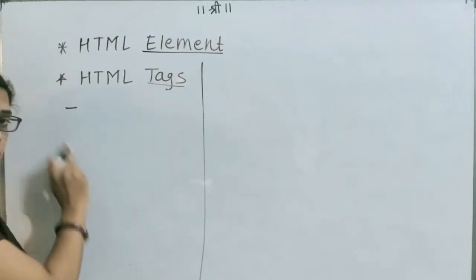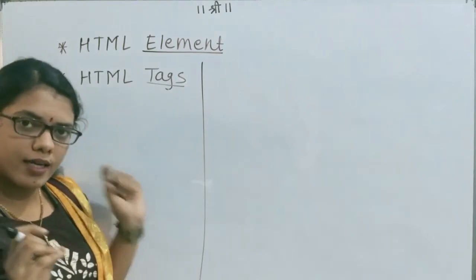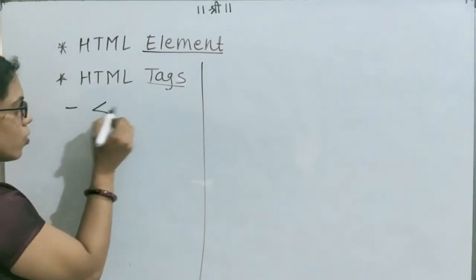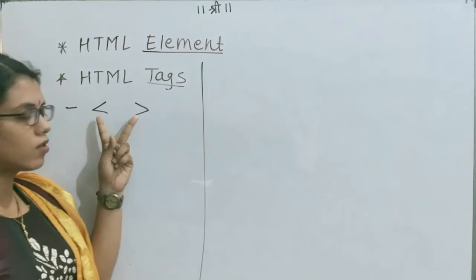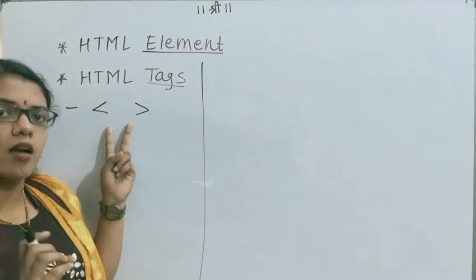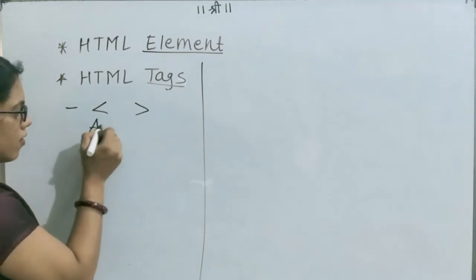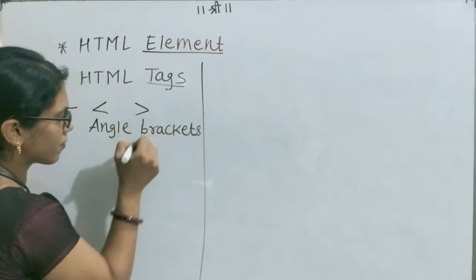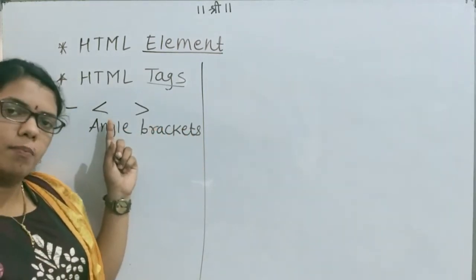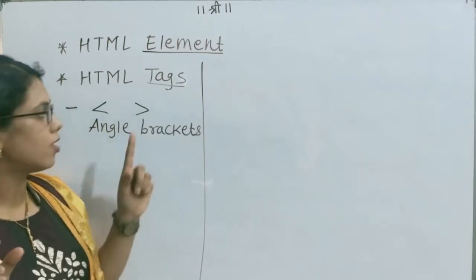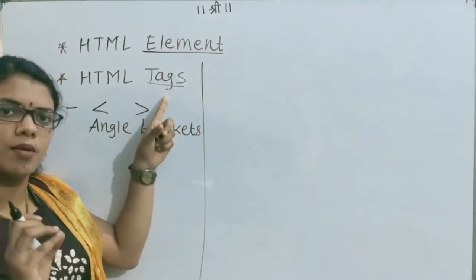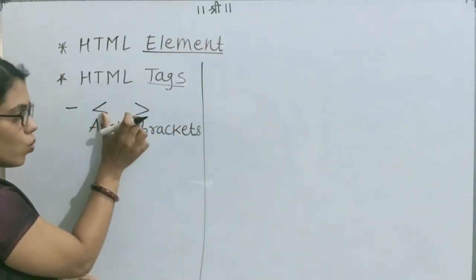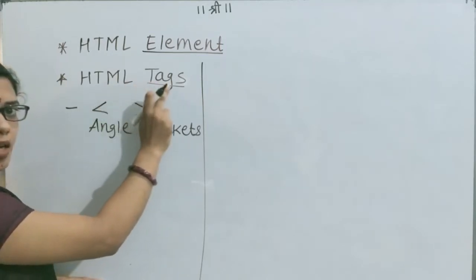First concept, first point, what is a tag? Tag means what? We can declare many tags. These are two simple symbols. What are those two symbols? Angle brackets. So whatever text is inside the angle brackets, that text is our HTML tag. Listen, the text between two angle brackets is called HTML tags.